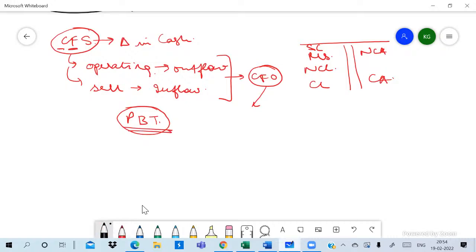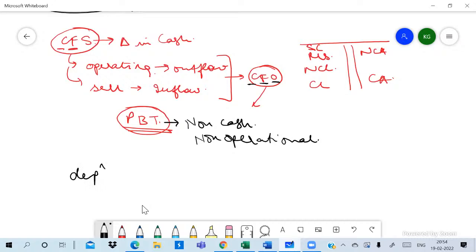What you need is cash from operations, which means anything which is non-cash has to be adjusted for. Anything which is non-operational has to be adjusted for. For example, when I make my profit and loss account, I take depreciation as an expense.